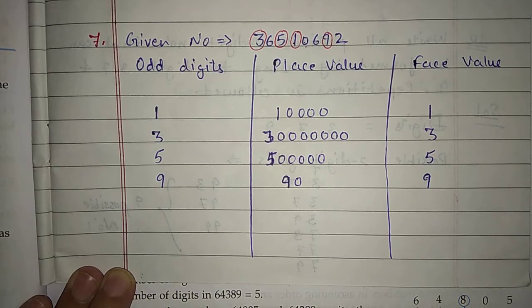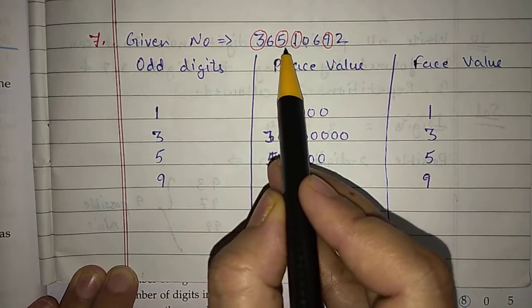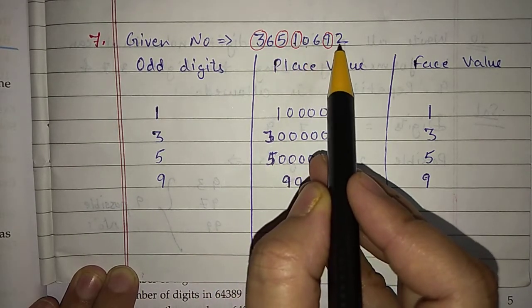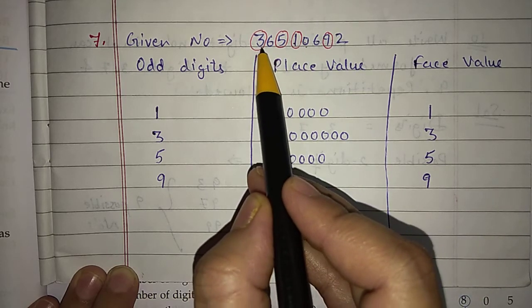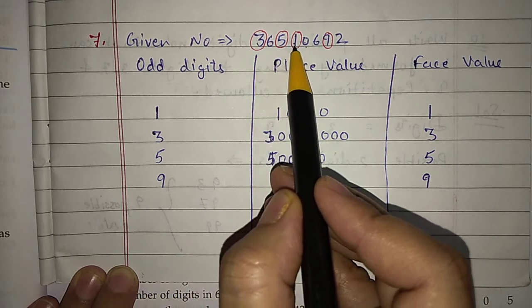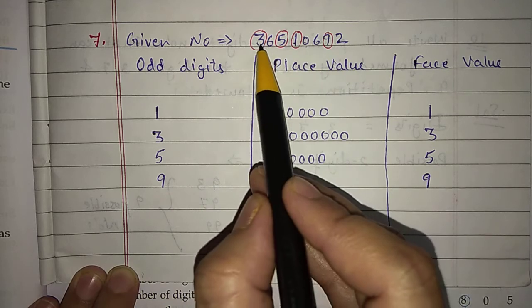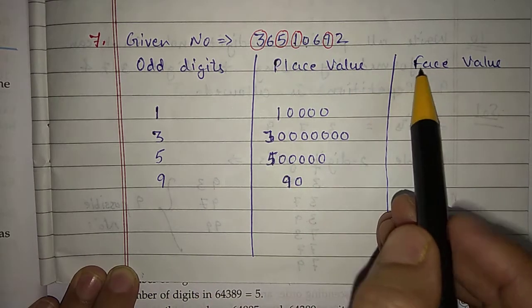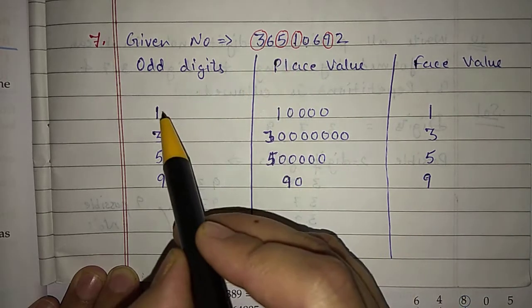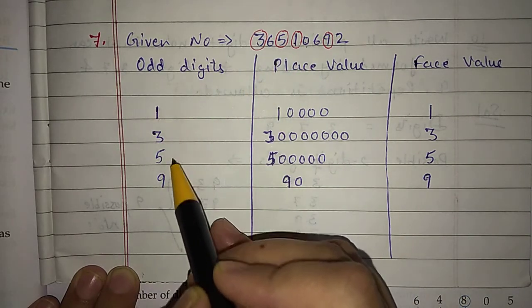Next, question number 7. Write the face value and the place value of odd digits in the given number. So the number is given: 36510,692. And only for the odd digits. So the odd digits are here: 3 is an odd number, 5 is odd, 1 is odd, 9 is odd. So only for these odd numbers we have to find out the place value and face value. I have written them in order: 1, 3, 5, 9.